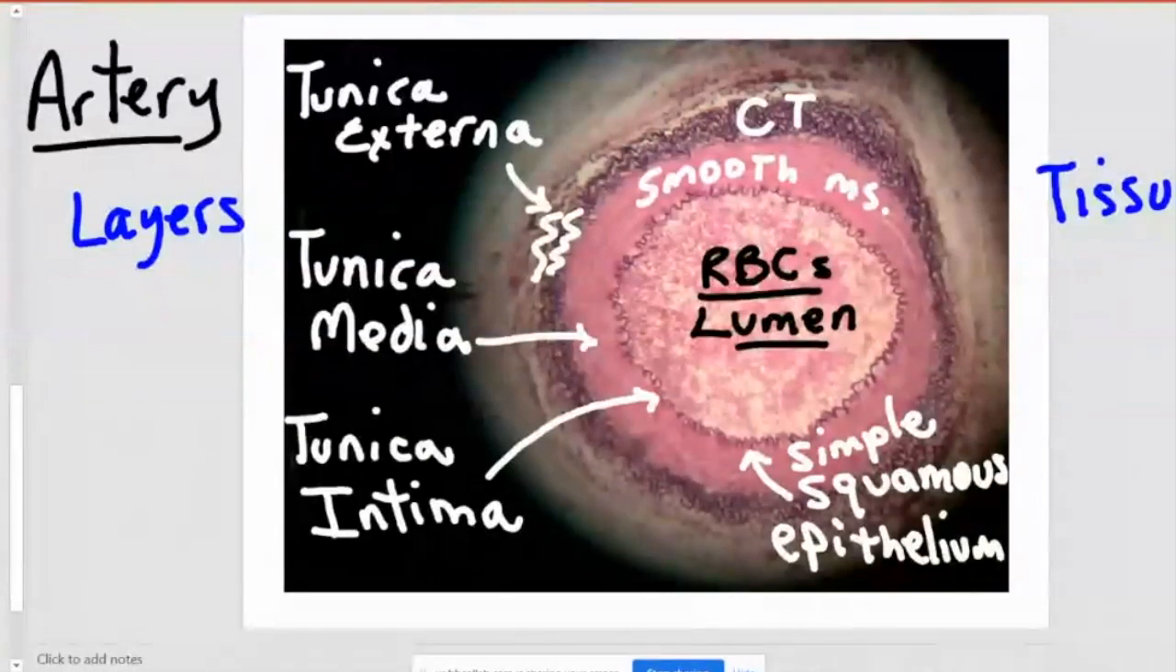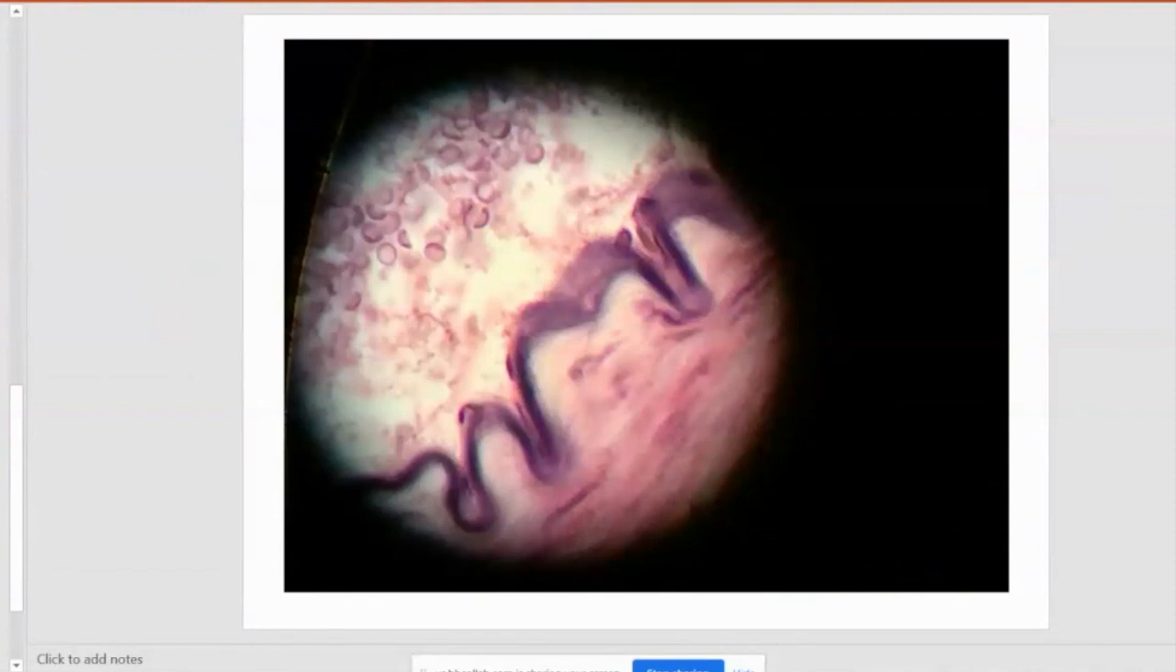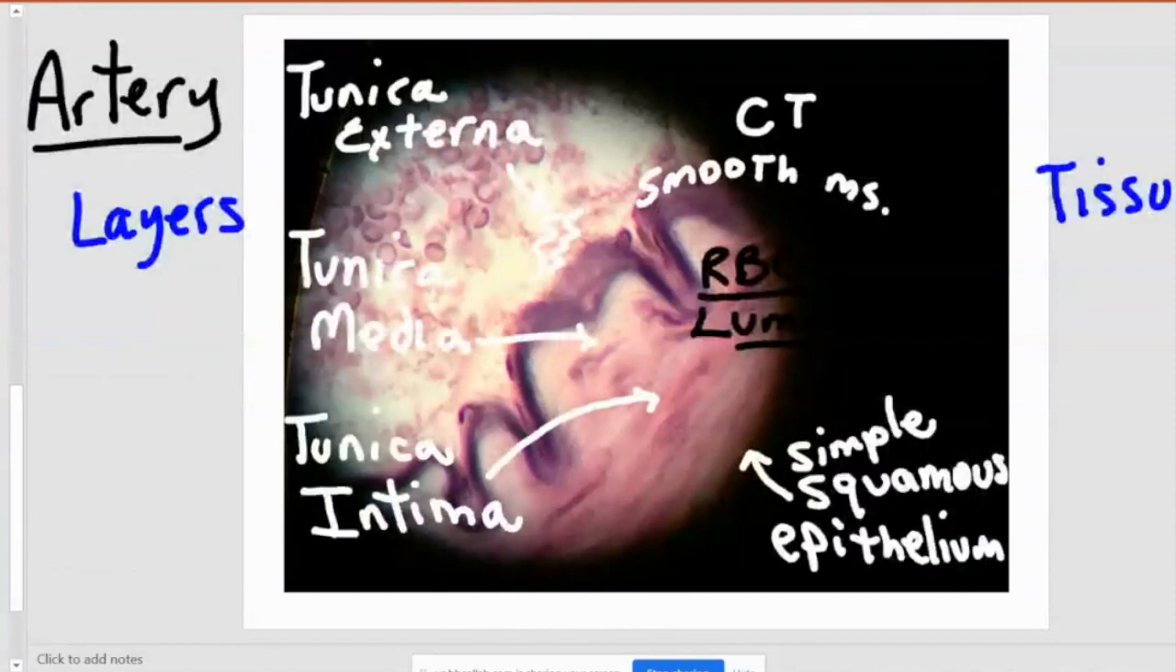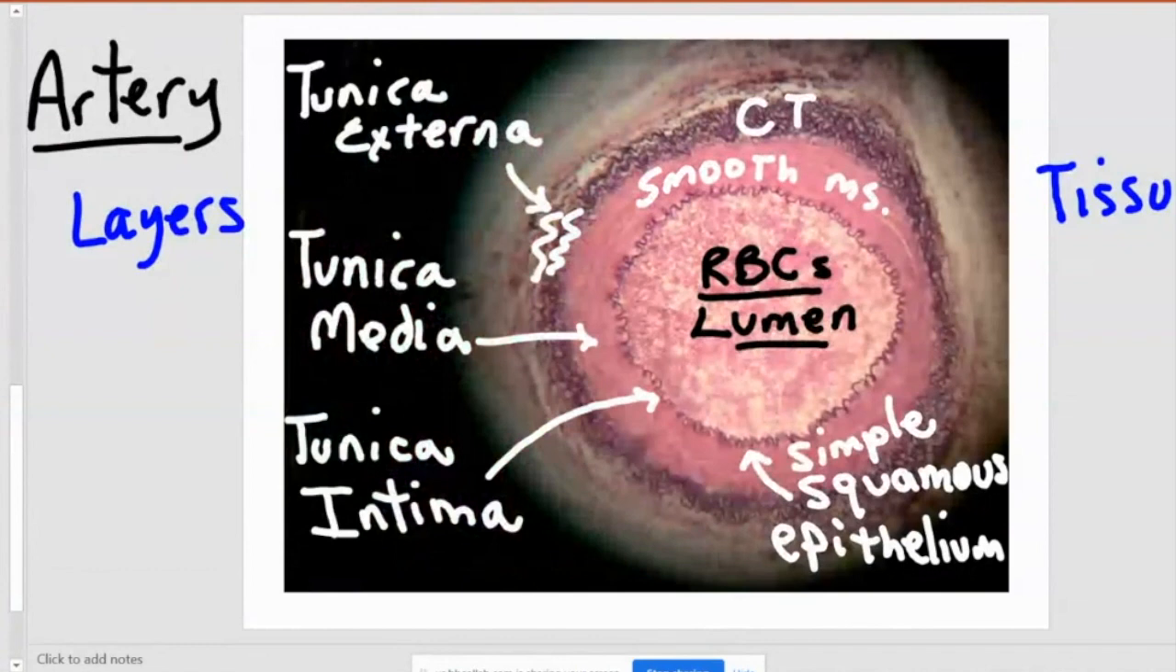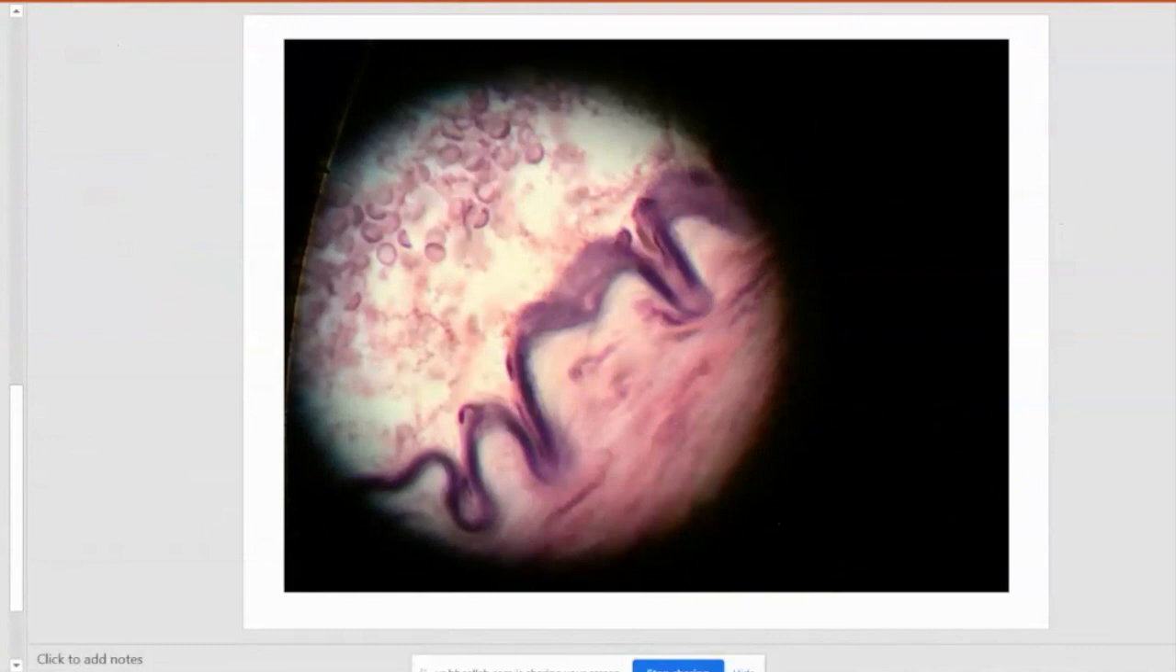So here's what it looks like zoomed up. Right here. Oh, you missed the picture? Okay. So on this one, you can see the simple squamous very well. It's right here. Okay. That is our simple squamous epithelium.